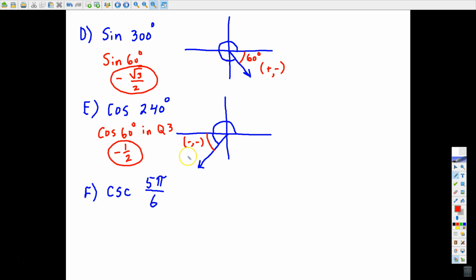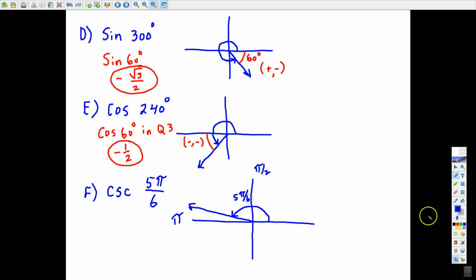Okay, we're almost done. Let's draw the angle 5 pi over 6. All right, so once again, here's pi over 2. This is in radians. We're not going to go all the way to pi. That would be 6 pi over 6. So we're just going to go almost all the way. I'm going to call that 5 pi over 6. Should be drawing little arrows on these. Okay, so 5 pi over 6 is here, so that means my reference angle is pi over 6.